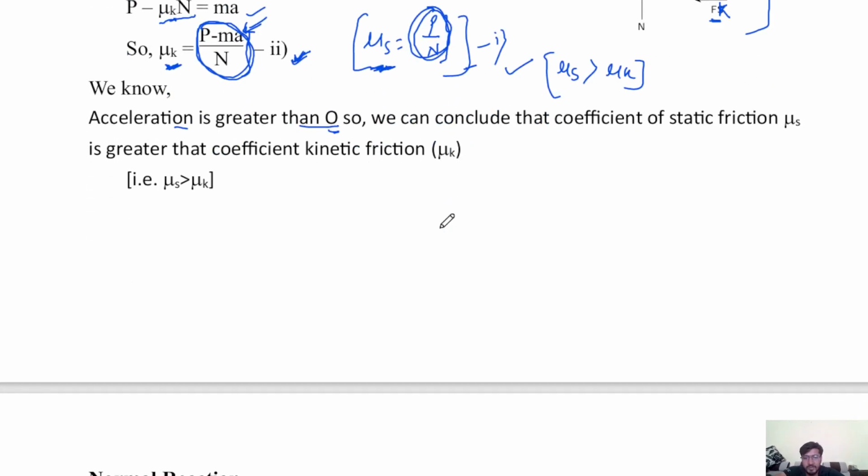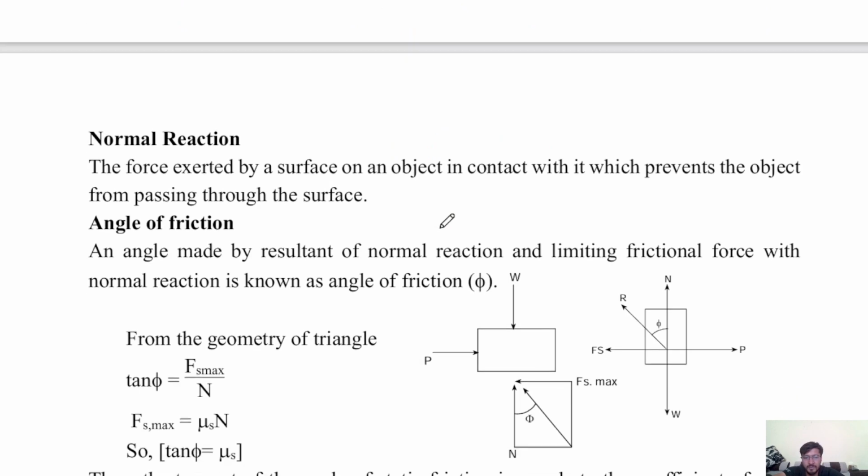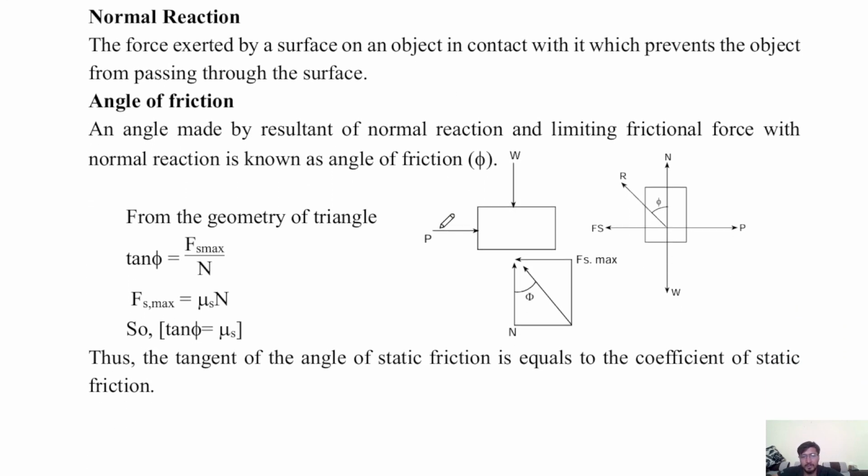I want to discuss some frictional terms. The terms are normal reaction, angle of friction, and angle of repose. What is normal reaction? The force exerted by a surface on an object in contact with it, which prevents the object from passing through the surface.